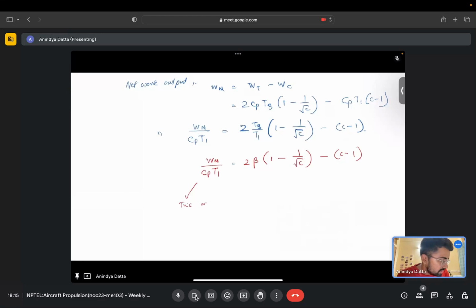Now, for this to be maximum, we are invoking calculus: the derivative of this entire thing with respect to the independent variable C. C contains the pressure ratio, C is Rp to the power (gamma minus 1) by gamma, and gamma is constant, so basically C is tied to Rp. When the derivative of the net specific work output with respect to C is 0, then we will get the maximum, this will be optimum.